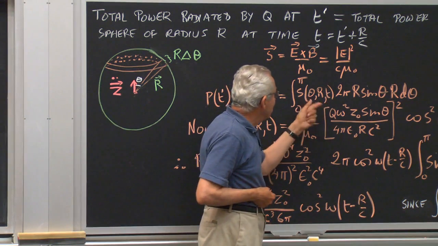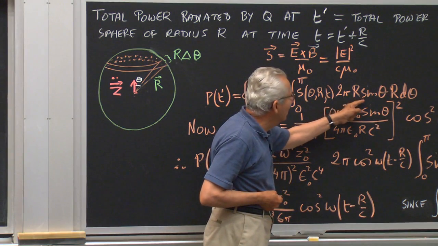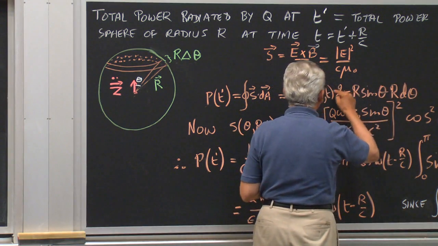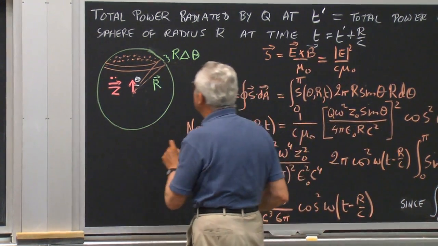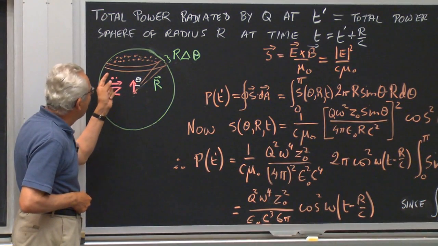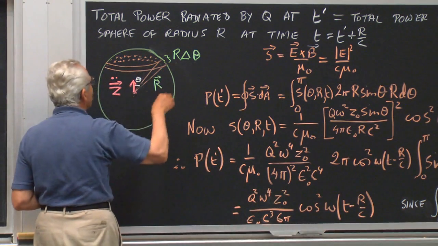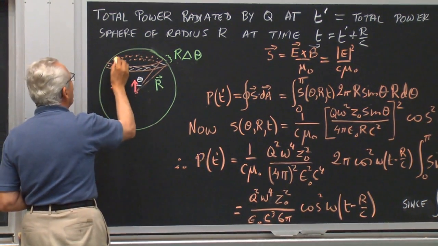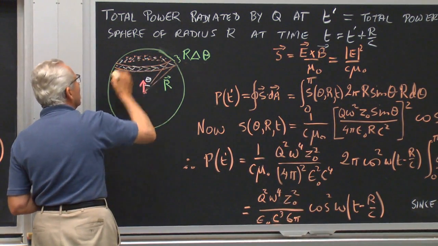So if s is at that angle theta, and I've multiplied by 2 pi r sine theta r d theta, this is the piece of area. If I multiply it by that, this gives me the total energy flux or power that is leaving the sphere along this part all the way, and on the other behind there all the way around. Okay?